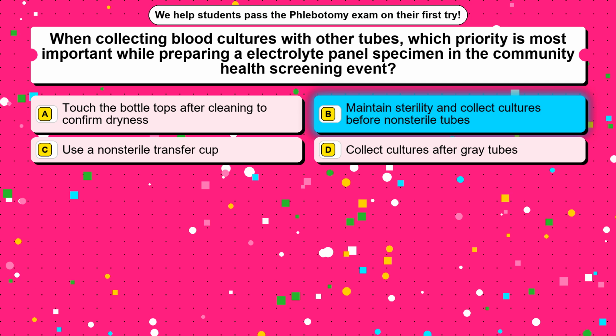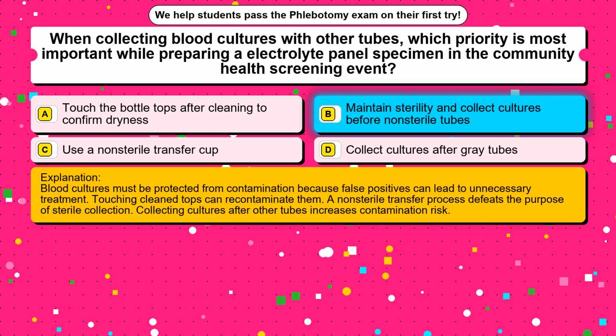The correct answer is option B. Maintain sterility and collect cultures before non-sterile tubes. Blood cultures must be protected from contamination because false positives can lead to unnecessary treatment. Touching clean tops can recontaminate them. A non-sterile transfer process defeats the purpose of sterile collection. Collecting cultures after other tubes increases contamination risk.